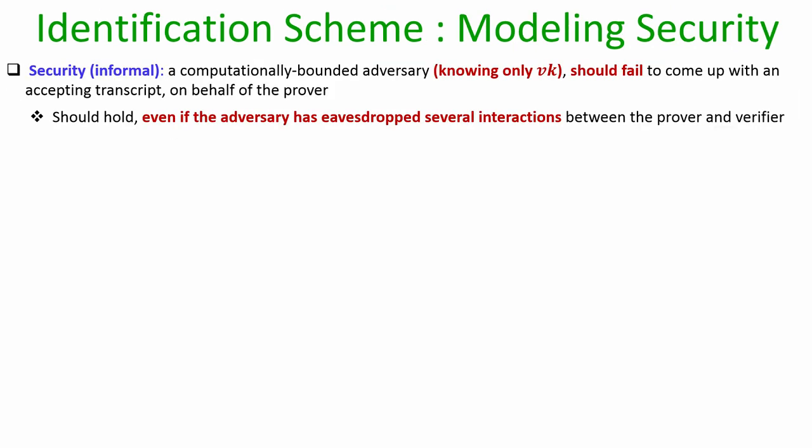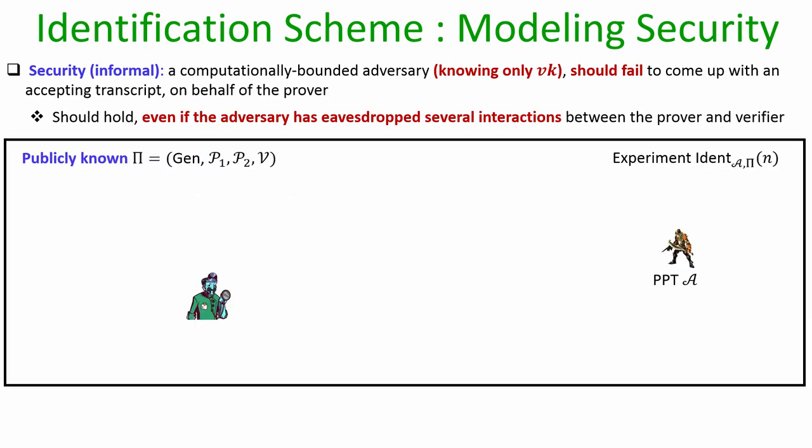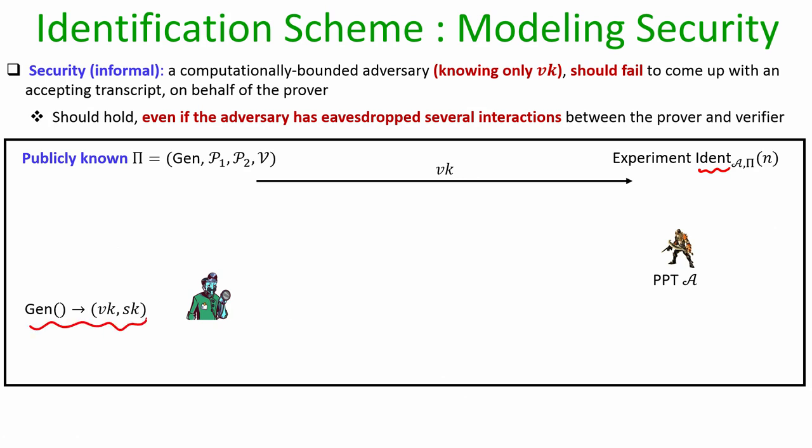So, we model this informal requirement by a security experiment. In this experiment, which we call the identification experiment, we have a computationally bounded adversary and the challenger, and the description of the identification scheme is publicly known. The challenger goes first: it runs the key generation algorithm, keeps the secret key with itself and sends the verification key to the adversary.